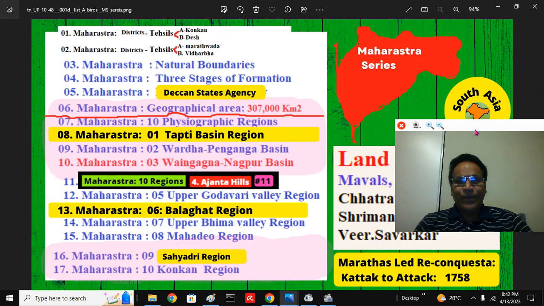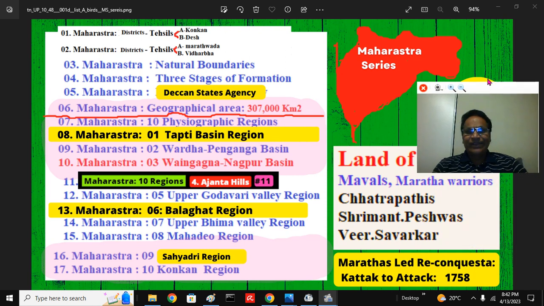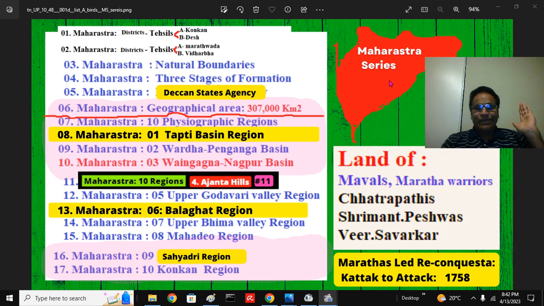We are continuing our Maharashtra series at South Asia Maps. We already looked at Maharashtra districts and some tehsils, that is sub-districts, of the Konkan region, then the Desh territory, Khandesh territory, next the Marathwada region, then the Berar and Vidharbha region, and we just now looked at the natural boundaries of the Maharashtra state. In part 4, actually it will be 6 because there are 2 extra here. Anyway, this is part 4. We are looking at the 3 stages of Maharashtra modern state formation.